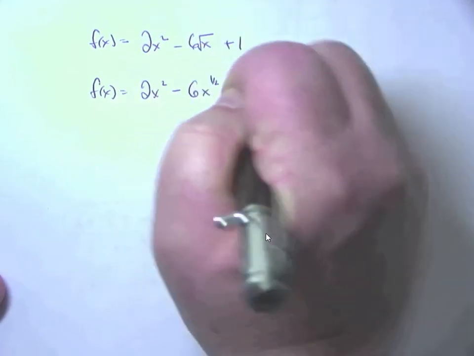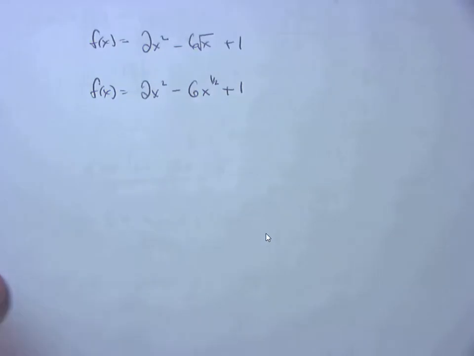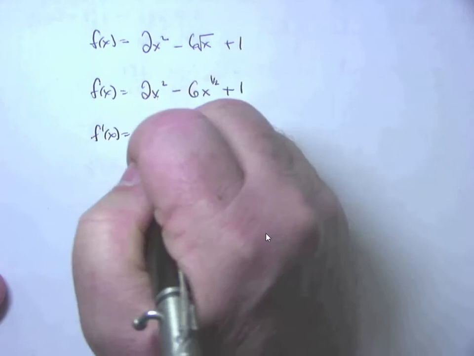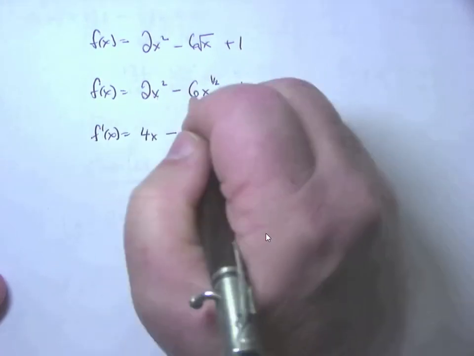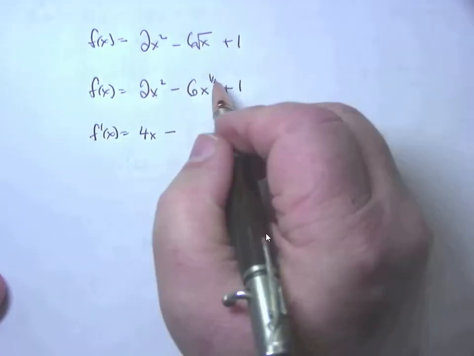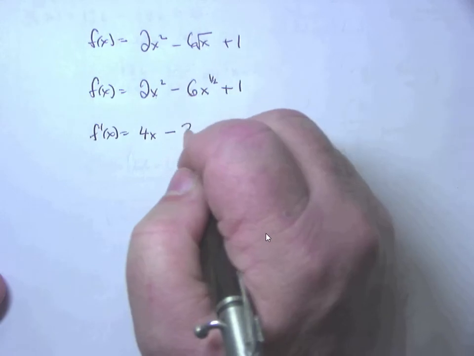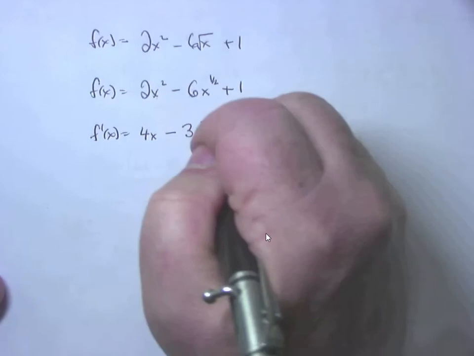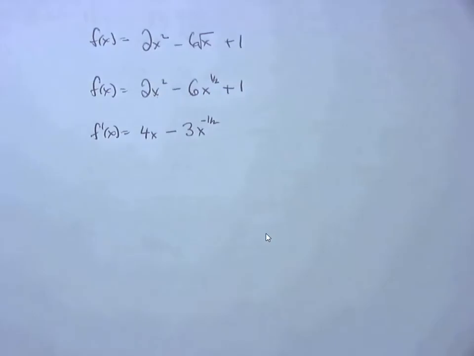So f prime of x would be equal to the derivative of 2x squared, which is 4x, minus the derivative of 6x to the half. Well, bring down your power. A half times 6 is 3x, and subtract 1. 1/2 minus 1 is negative 1/2. And the derivative of plus 1 is 0.